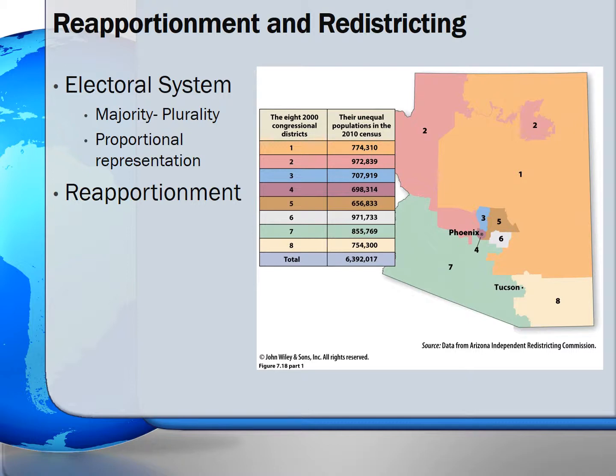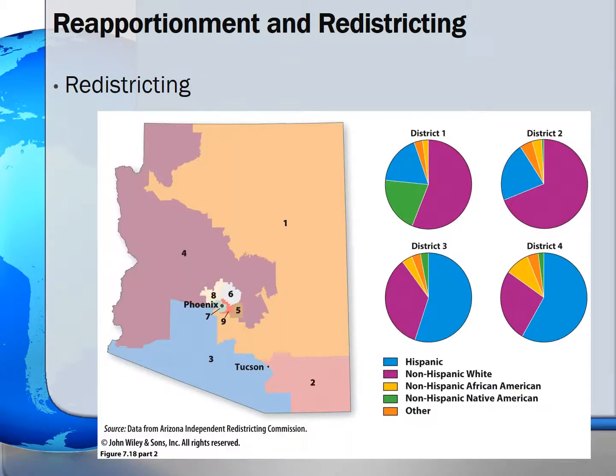By the 2010 census, Arizona's population had increased 25% to 6,392,017. As a result of this growth, the state gained one House seat through reapportionment. The population growth was unequally distributed among the districts as shown in the table. Because the state's population growth was spatially uneven, Arizona needed to redistrict as shown by the redrawn district map.